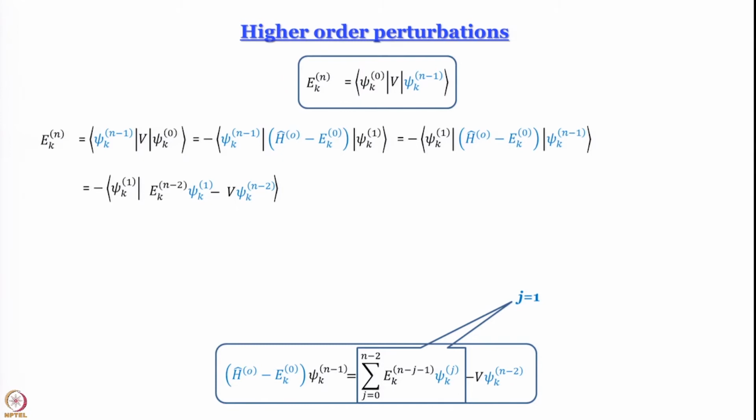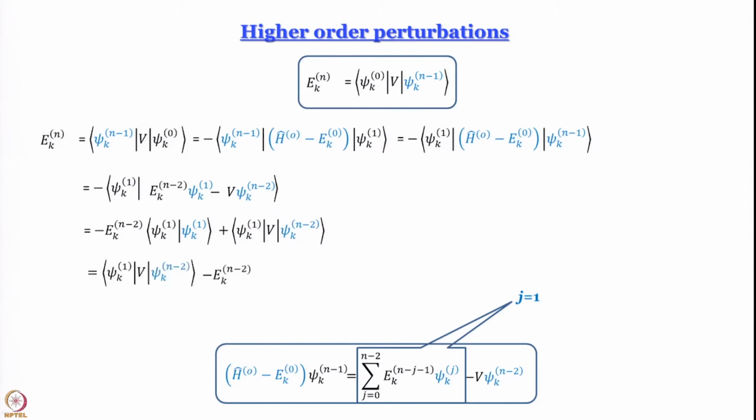Now, we will expand. I have 2 integrals, right. In the ket vector I have 2 terms. So, I might as well write it out as a sum of 2 integrals. The first integral is going to be, I can bring now, since there is no more summation, I can bring this E k n minus 2th out of the integral sign, and the integral will be psi k 1th, psi k 1th, plus the integral psi k 1th V psi k n minus 2th. Okay. So, then this is what I get.